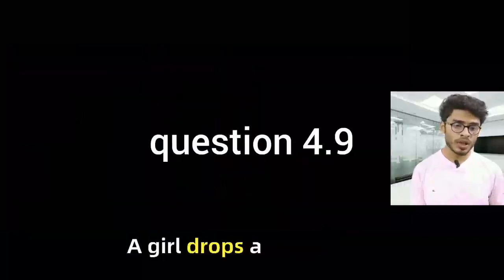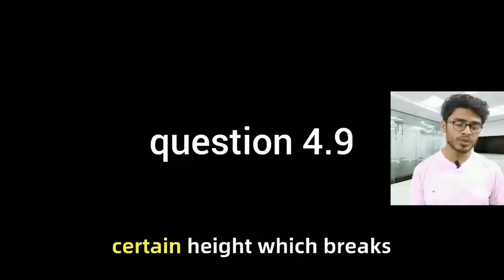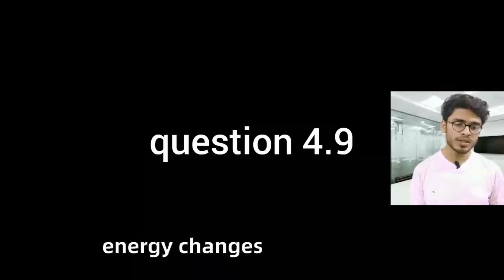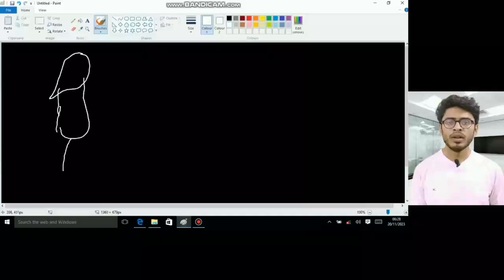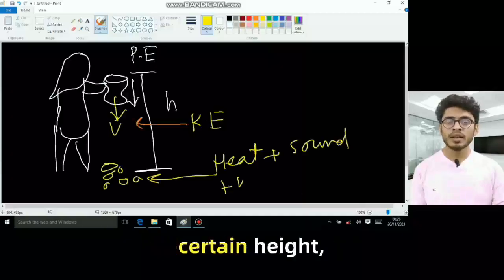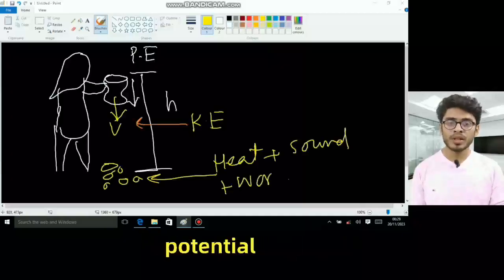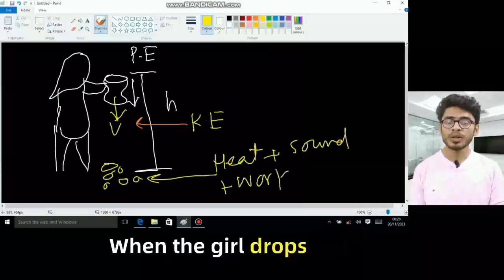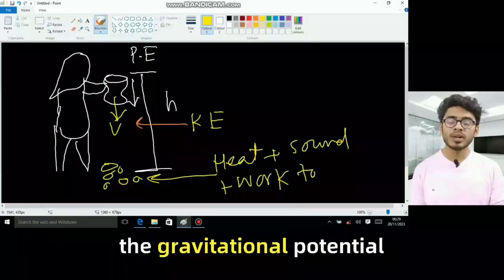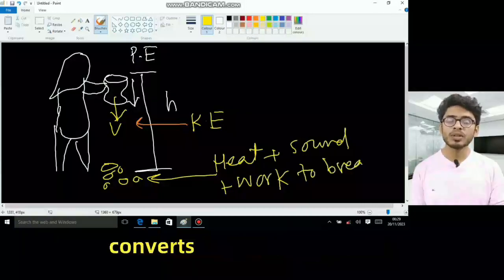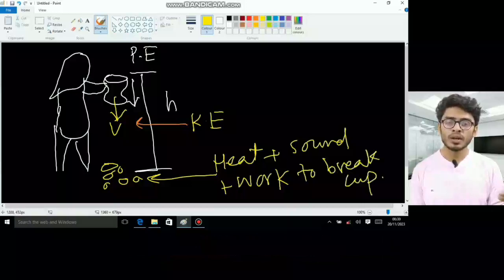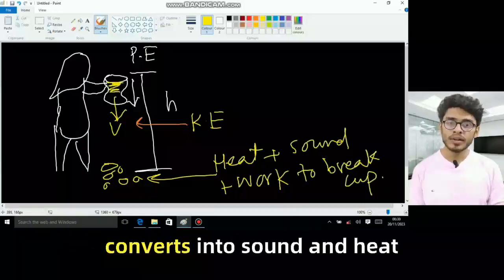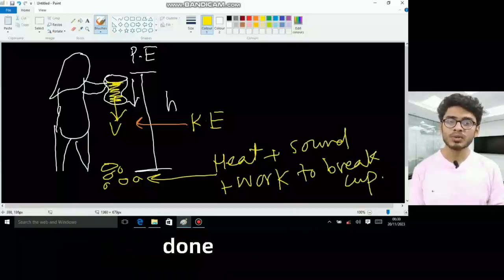A girl drops a cup from a certain height which breaks into pieces. What energy changes are involved? When the cup is at a certain height, it has gravitational potential energy. When the girl drops the cup, the gravitational potential energy converts into kinetic energy. When the cup strikes the ground, this kinetic energy converts into sound and heat energy, and some work is done to break the cup into pieces.